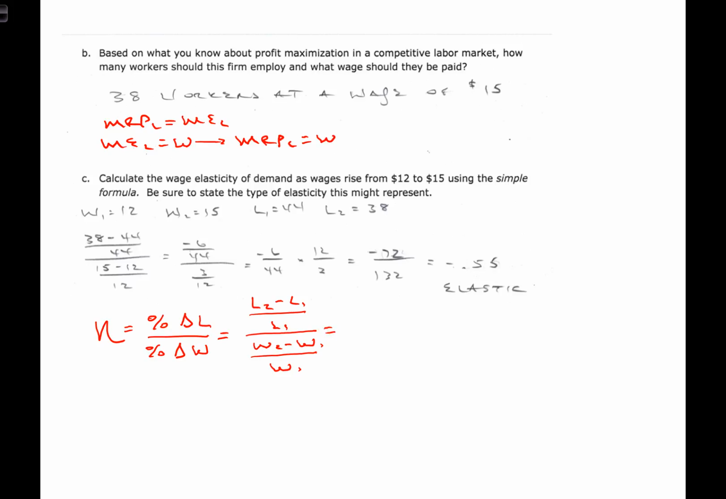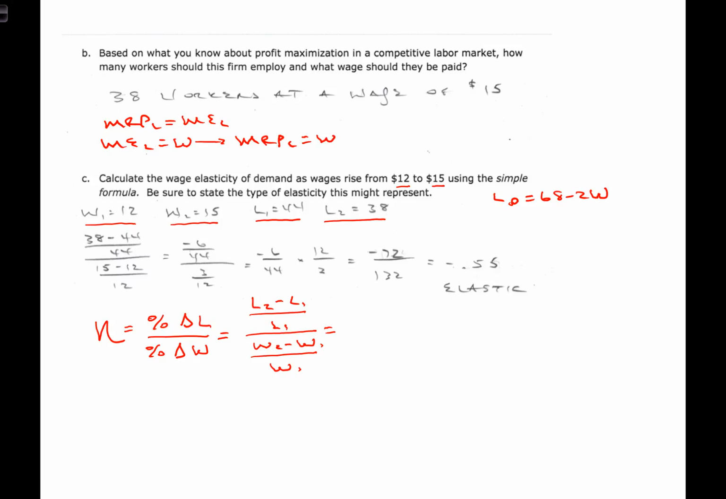So what does that equal in this case? Well, we've got L1, L2, W1, W2. So how did I get these? Well, W1 came from the starting point of wage, and W2 came from the ending point of wage. So that's W1 and W2. To find L1, I simply put W1 into the labor demand equation. Recall that it was 68 minus 2W. So I put 12 into the labor demand equation, and it returns 44. I put 15 into the labor demand equation. 68 minus 2 times 15, or 68 minus 30, is 38. So that gives me my L1 and my L2.